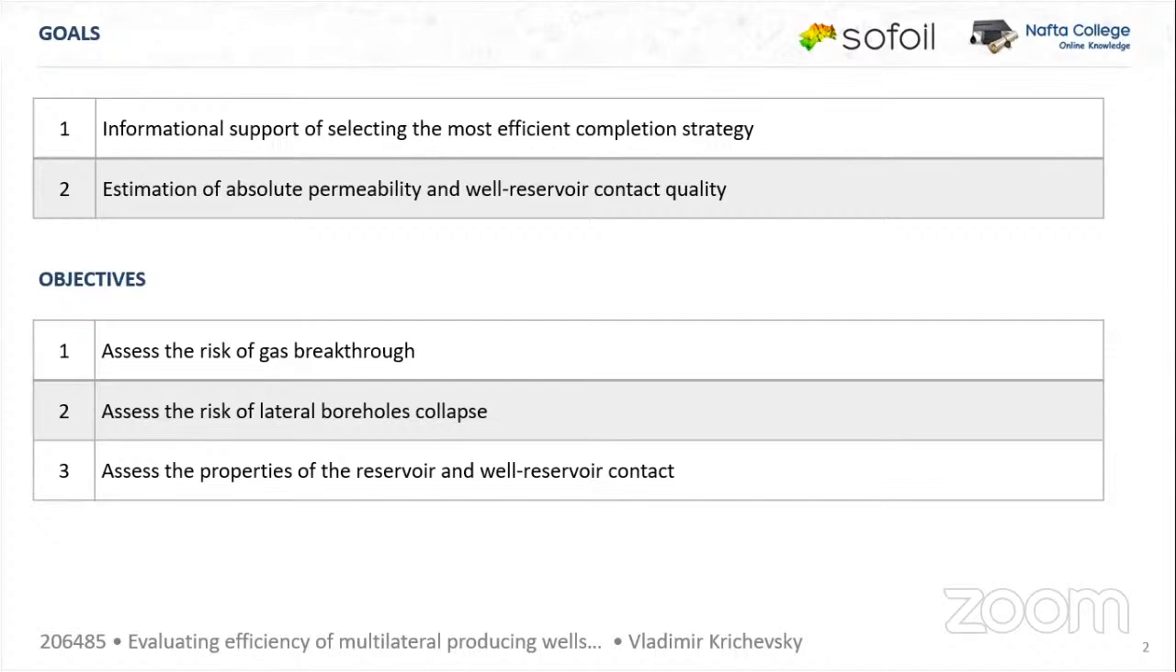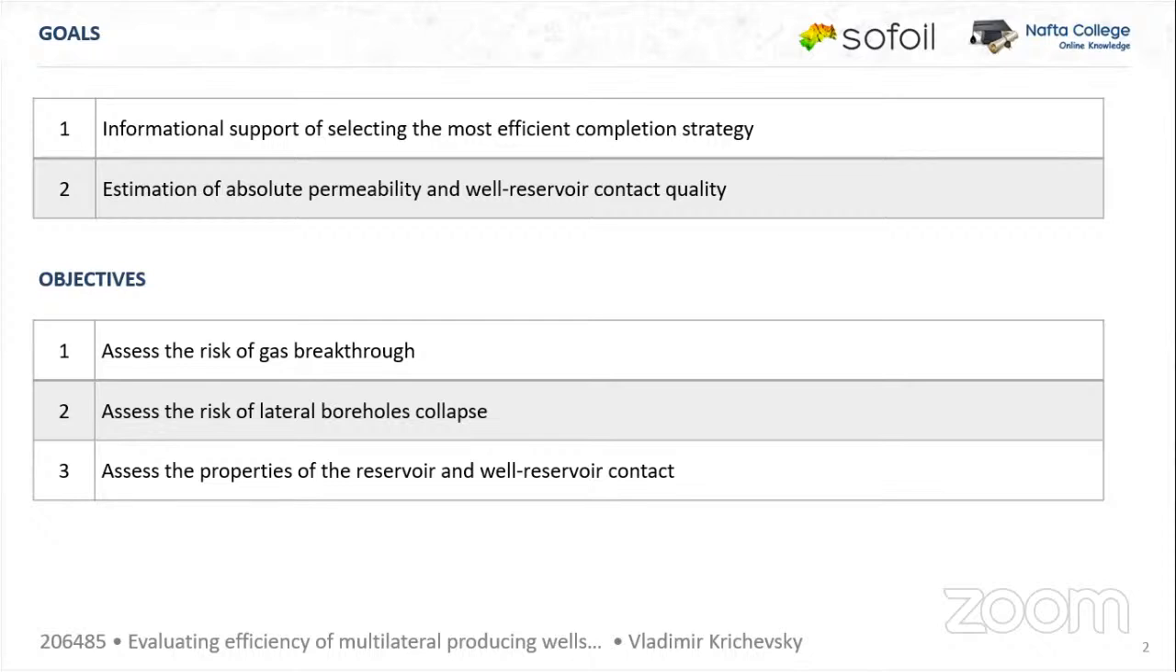Let me just tell you a few words about an object that we actually studied. So we have a field. The field is located in Western Siberia, in the north of it, actually. The field is quite remote, and there are still some doubts about the way how to develop this field full scale. So the field is still in the appraisal period. The oil company is trying to drill different kinds of wells to see which one would be the most efficient and economical.